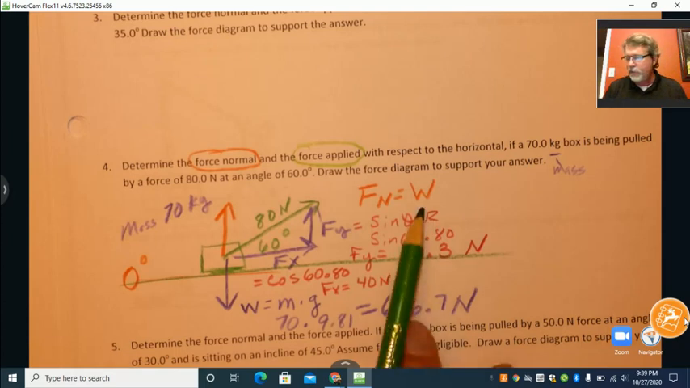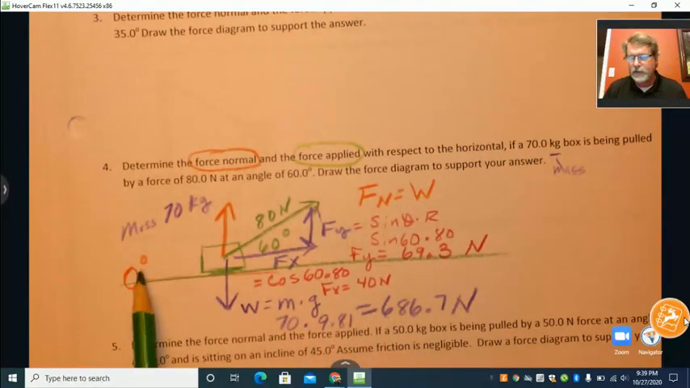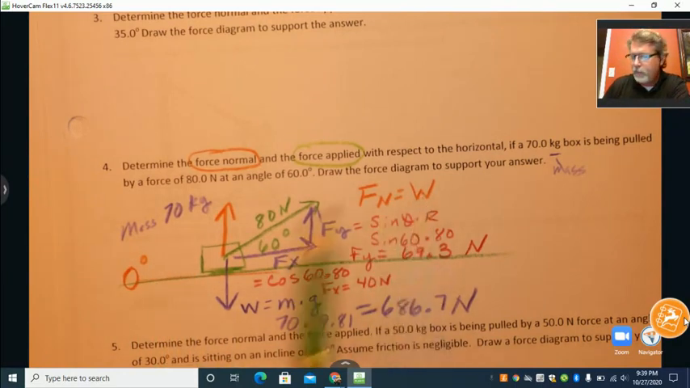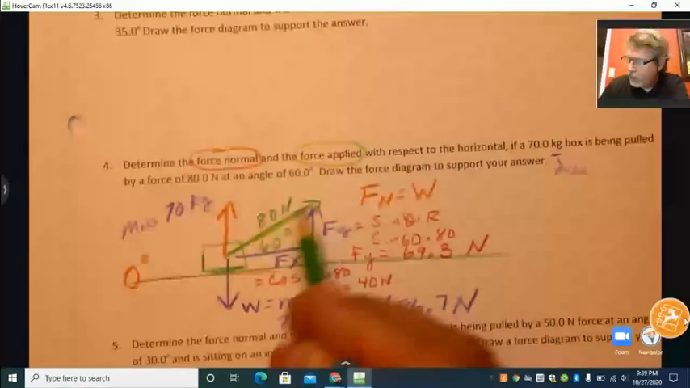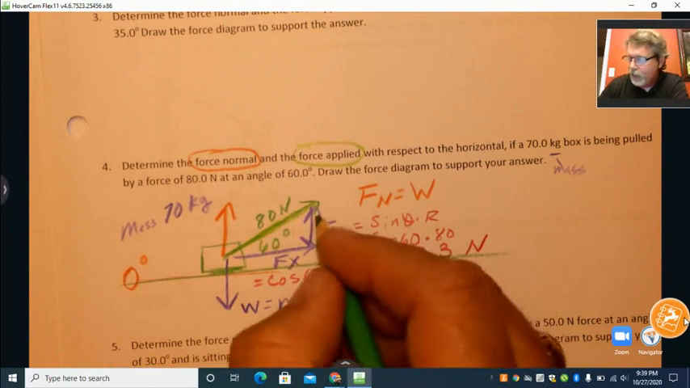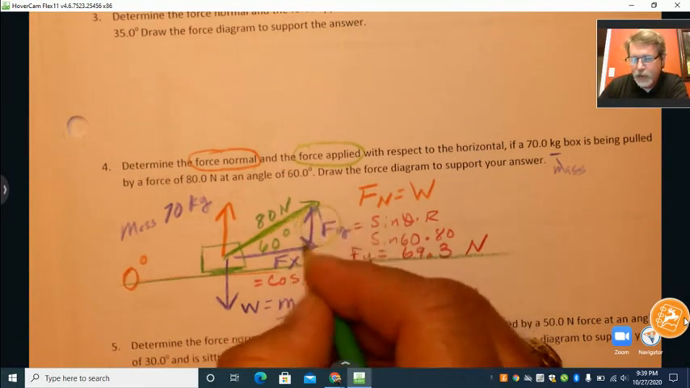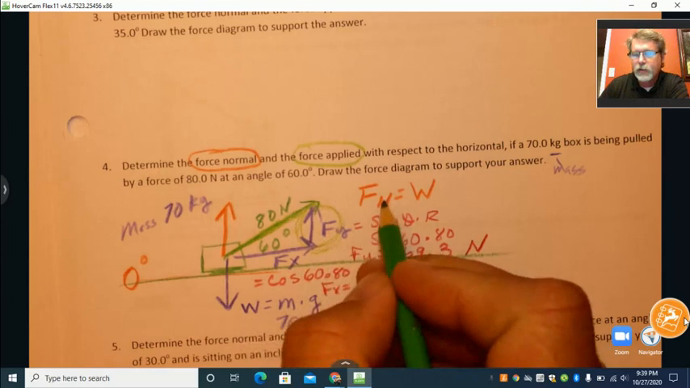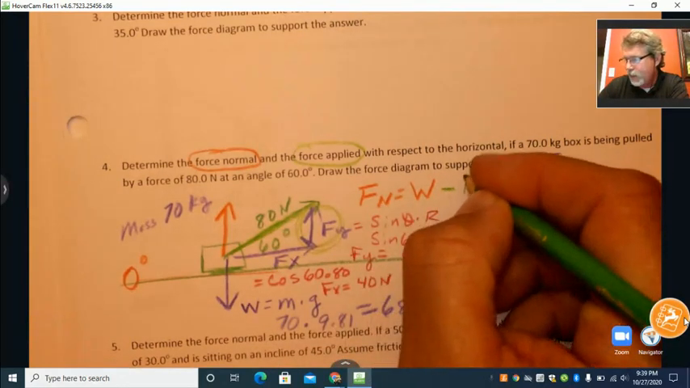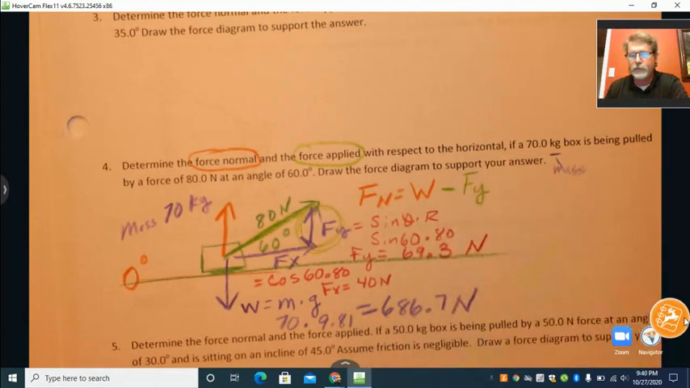Now we're ready to solve this. Remember, when you have 0 degrees, the normal case is force normal equals the weight. But because this 80 newtons is pulling up, there's some part that is decreasing it. So the force normal is now equal to the weight minus the force in the y direction, which we've already solved for. So we could just plug this in now.